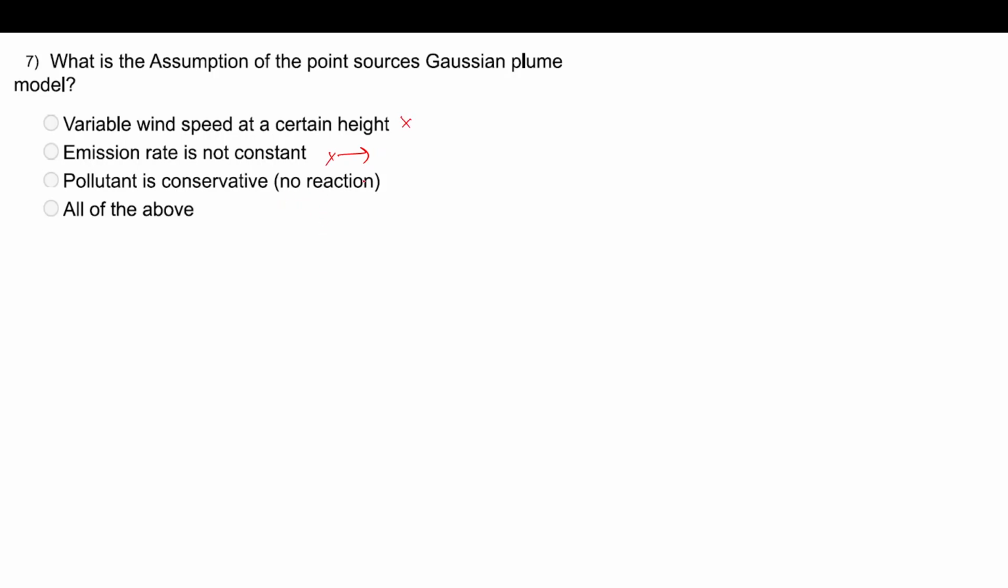Also, the pollutant is conservative, which means there is no reaction, because if it reacts, then there will be one more term that needs to be taken care of for the reaction. Now you do not know whether the reaction results in some compound which is less hazardous, or it may be more hazardous also. So you do not know what the end product will be. So always, to simplify, at the start we assume that the pollutant is conservative. So this is the correct answer, and these two are wrong.